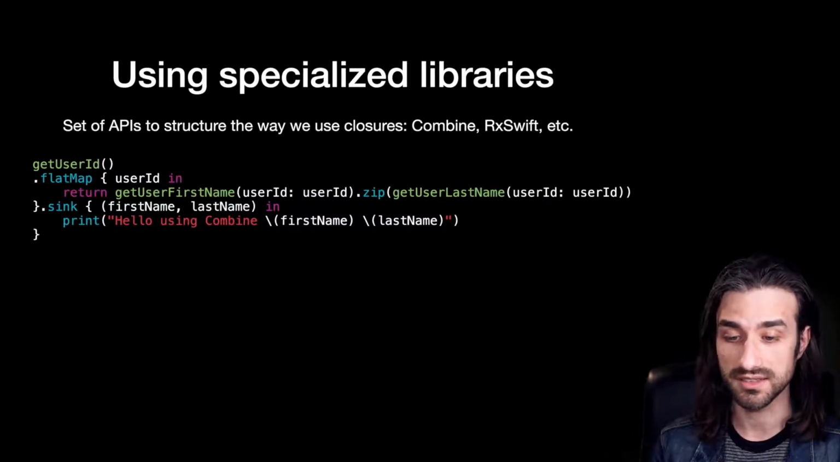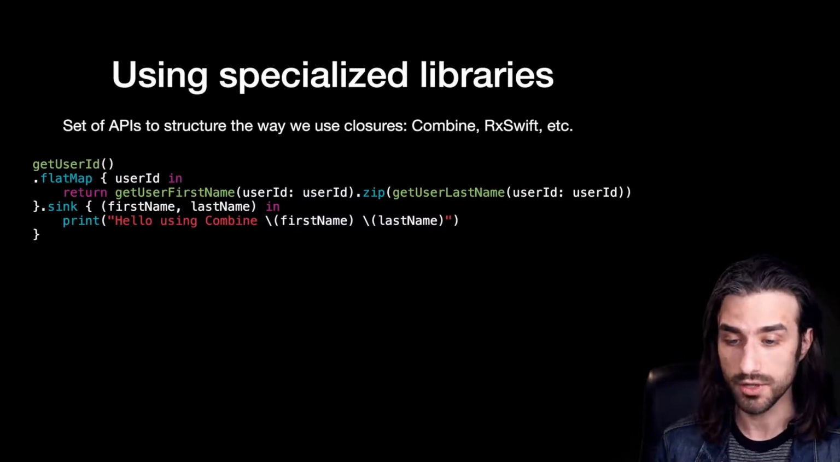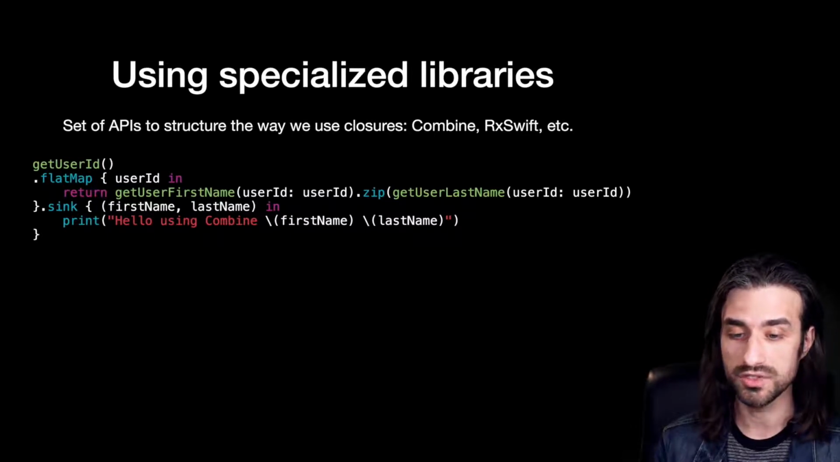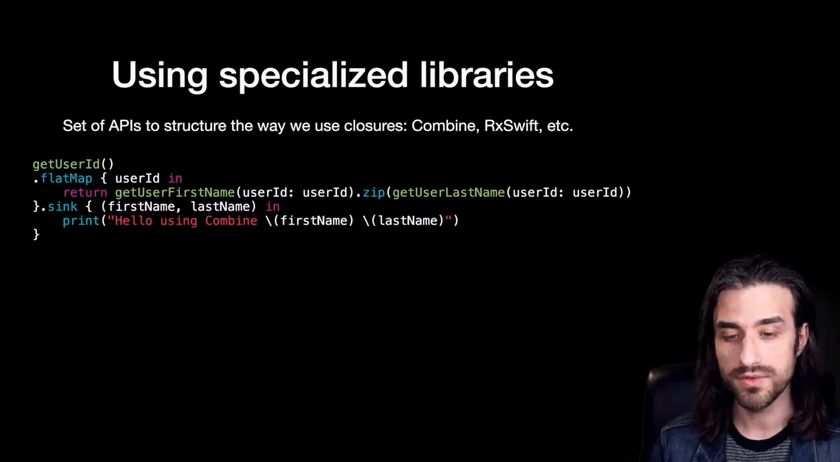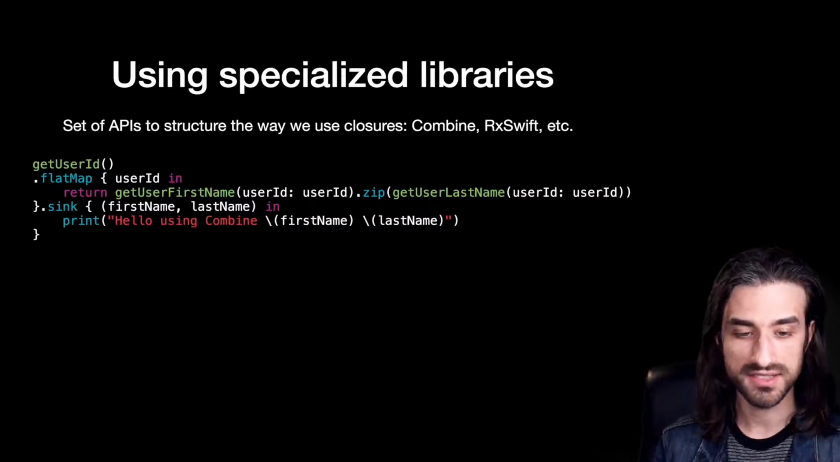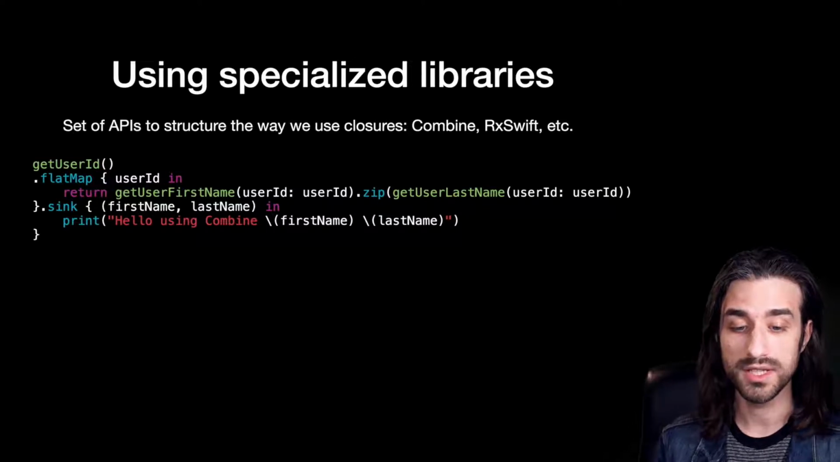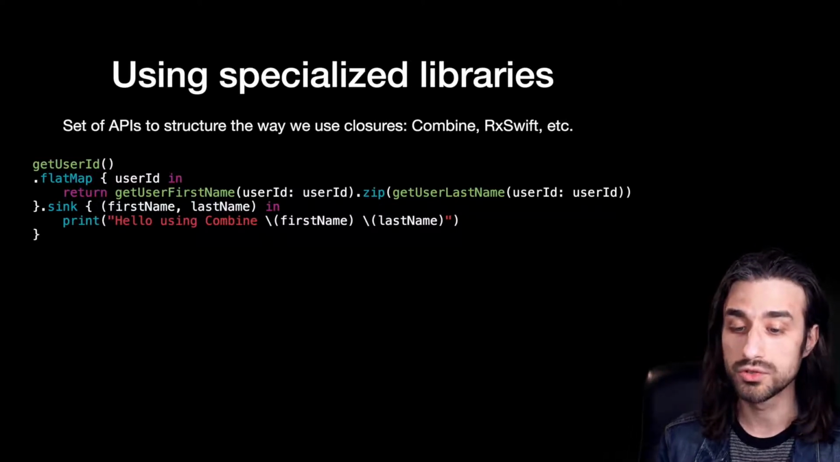You can see that we still have asynchronous code, we still have closures, but we're not using raw completion handlers, we've introduced a little bit more abstraction. For instance, when we need sequential calls, we use the function flatMap. When we need parallel calls, we use the function zip. When we want to consume the result, we use the function sink.